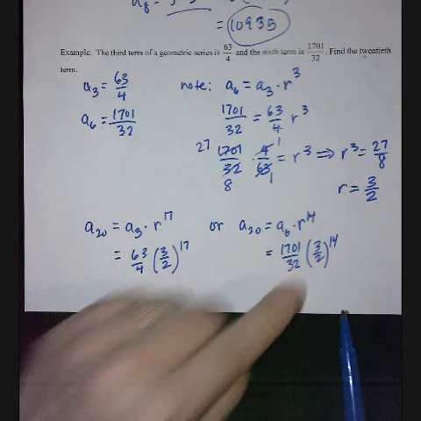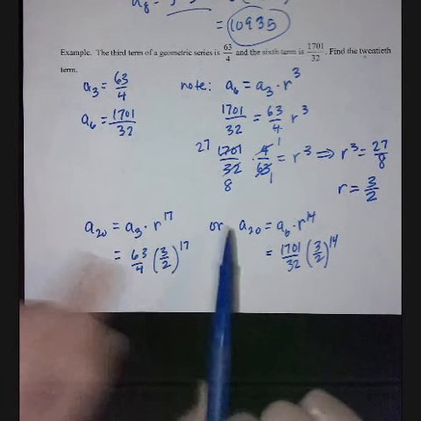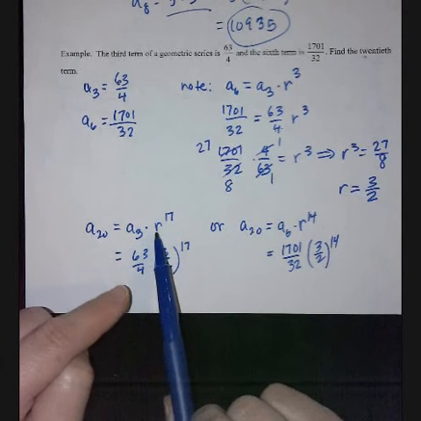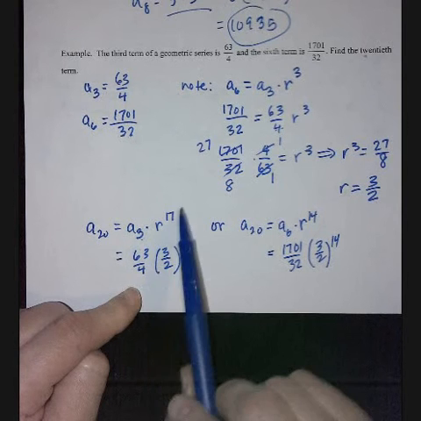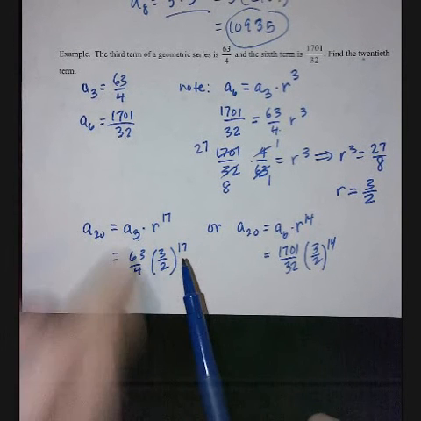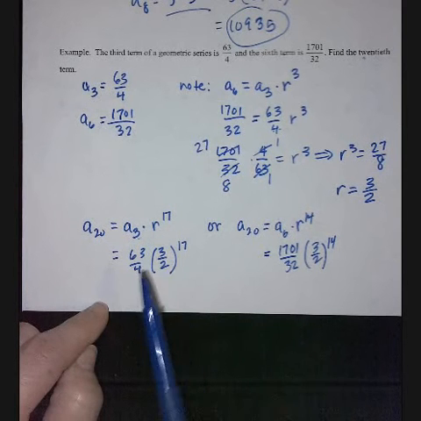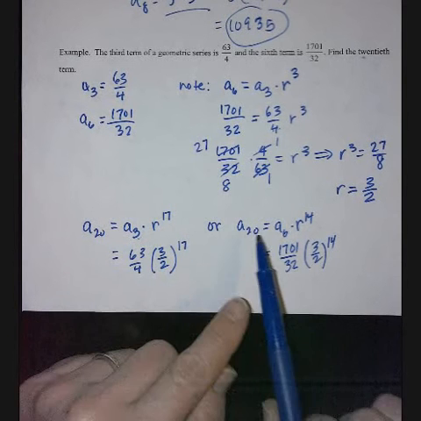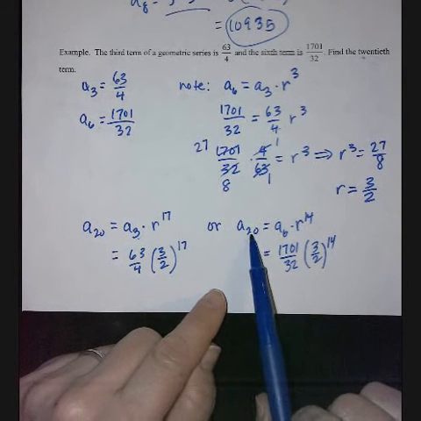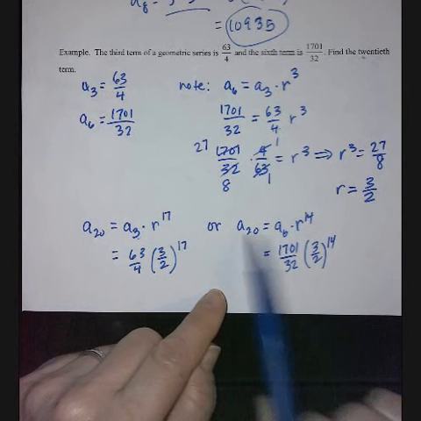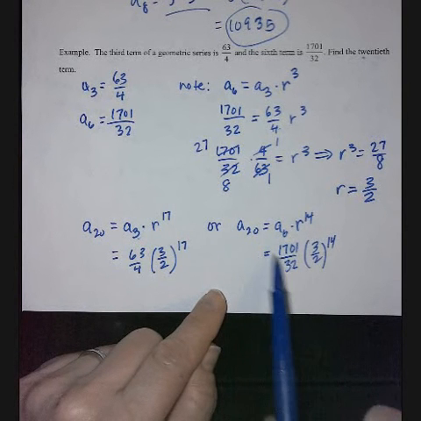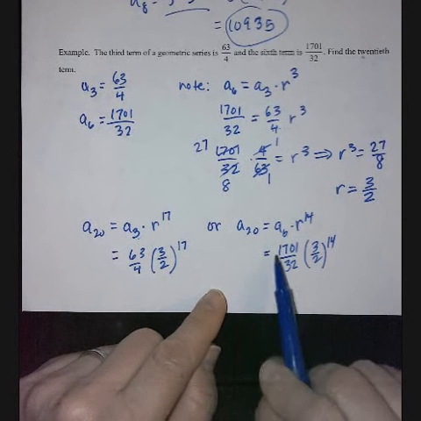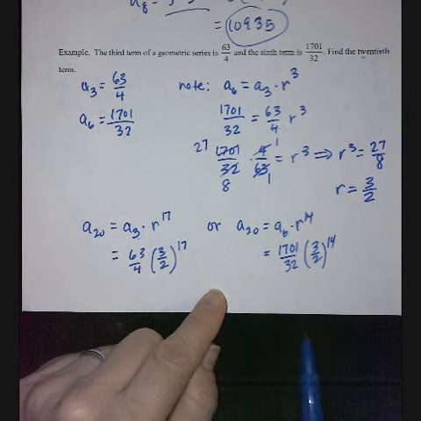And then we can find the 20th term by using either of the 2 terms that were given. I used a sub 3 here, and so we would need to multiply times r to the 17th. So these should always add up to the 20, the subscript and the exponent, then you know you've got the right number of r's. So 63/4 times 3/2 to the 17th. If you use a sub 6 to get a sub 20, then you'd multiply times r to the 14th, so 6 plus 14 is 20. So that's 1701 over 32 times 3/2 to the 14th.